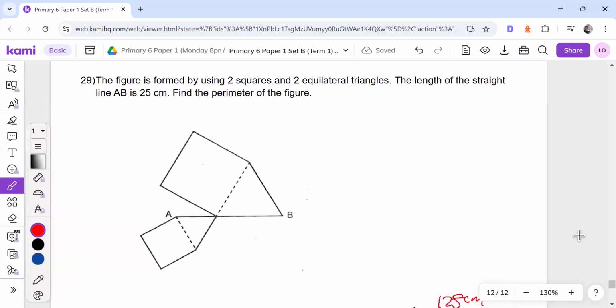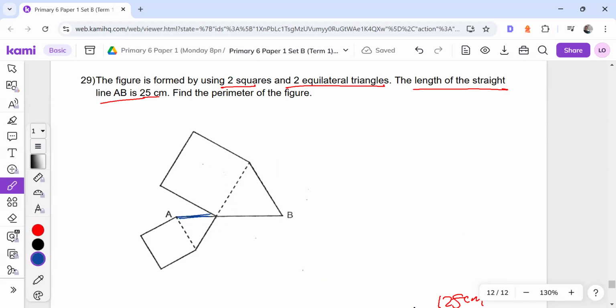Okay, what's the perimeter of the figure? This one is a bit hard, but also easy. Hard and easy. So, two squares and two equilateral triangles. What is a square? All sides equal. What is an equilateral triangle? All sides are equal also, right? So the length of the straight line AB is 25 cm.